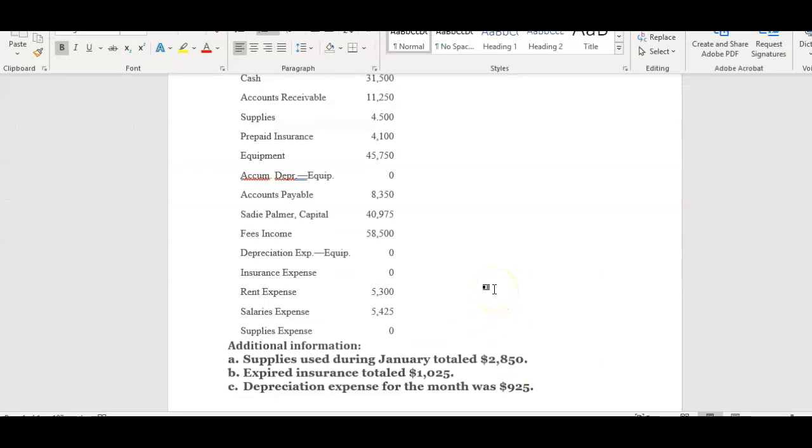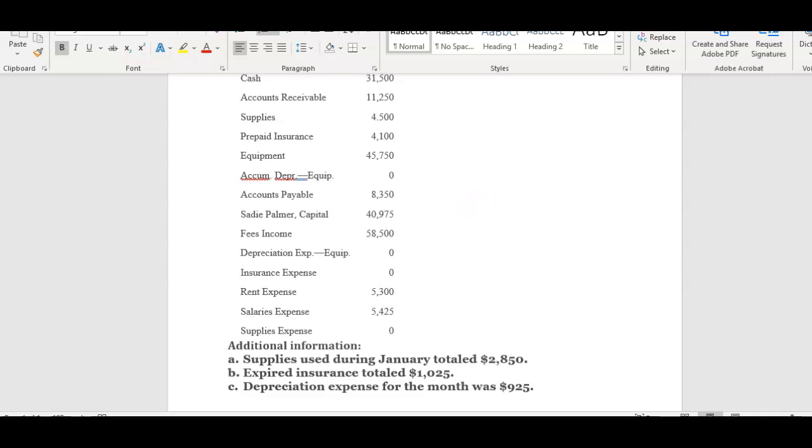For our next adjustment, it said expired insurance total $1,025. So notice that we had prepaid insurance of $4,100. What we're saying is that a portion of the prepaid insurance has expired or has now been used. Once insurance has expired, that portion now becomes an expense.